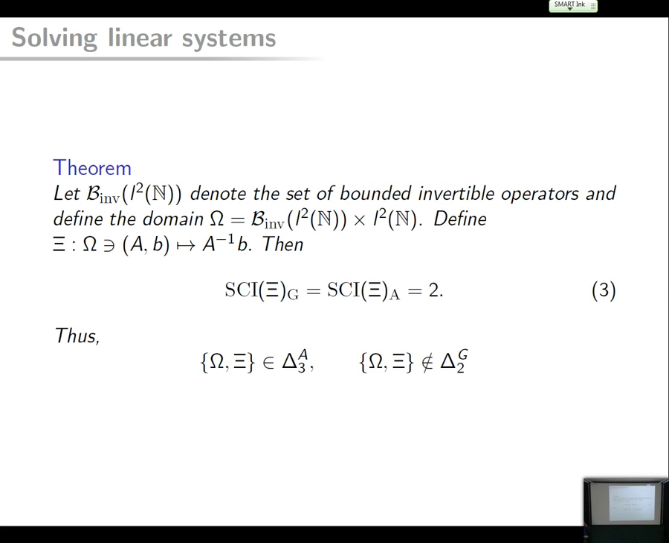You can make a lot of statements like this for problems. For example, here, have index 2.